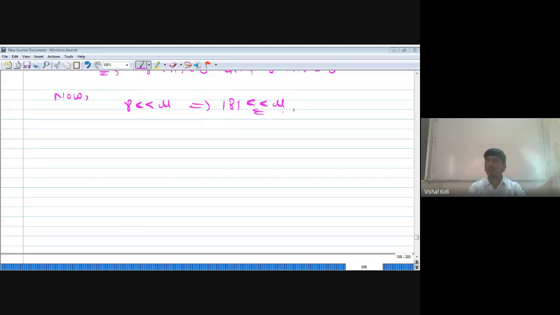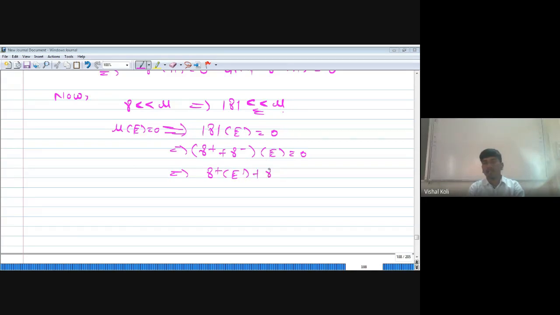As here modulus of gamma is absolutely continuous with respect to mu, if we consider measure of E equal to 0, then modulus of gamma, that is total variation of gamma of E, is equal to 0. But total variation is nothing but gamma plus plus gamma minus of E, which will be equal to 0. That is, gamma plus of E plus gamma minus of E equal to 0. Again, both are non-negative, which implies gamma plus of E equal to 0. That is, positive variation is equal to 0 and negative variation is also 0 of a signed measure gamma.